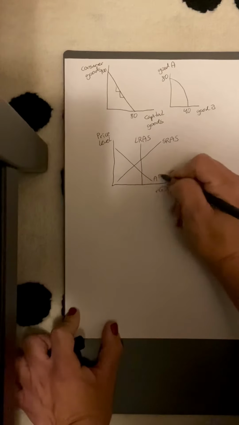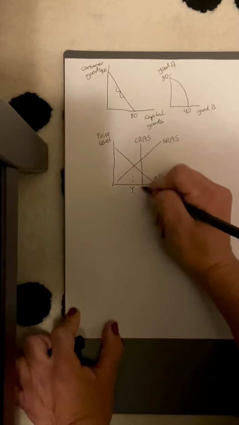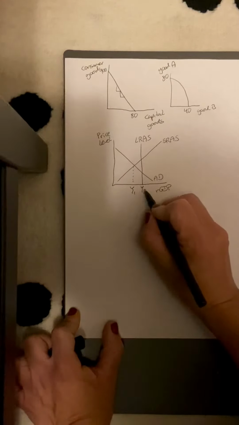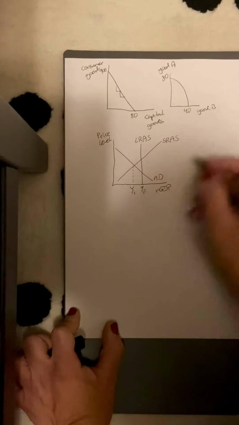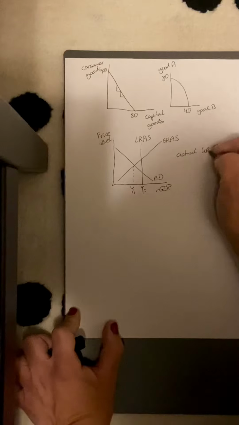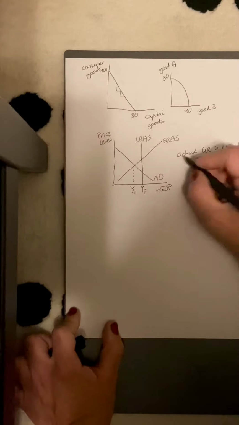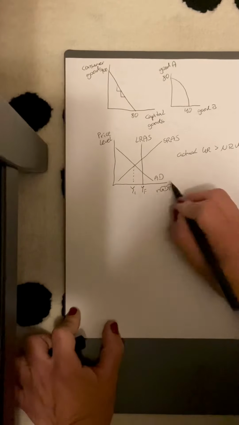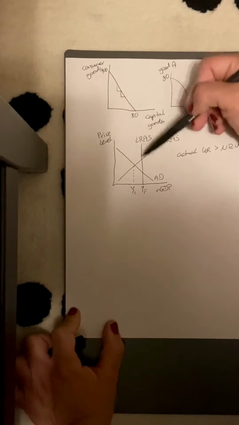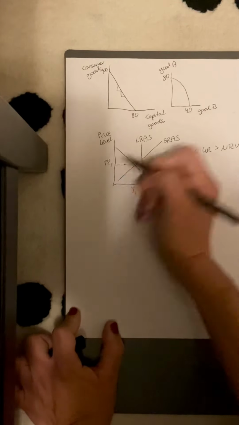Now what can we say? Our current output, Y1, is below our potential output, meaning our actual unemployment rate is greater than our natural rate of unemployment, because our actual GDP is less than our potential GDP. So these are the same. Don't forget to label it here, PL1.